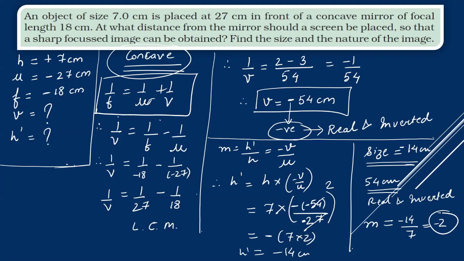Understood? So this was your entire part of image formation by spherical mirrors. We also did the sign convention part. We also solved certain numericals, because one or two numericals are going to be there in your board examinations. You need to be thorough with this part. Hope you have understood. If any doubts and difficulties are there, please do post in the comments.